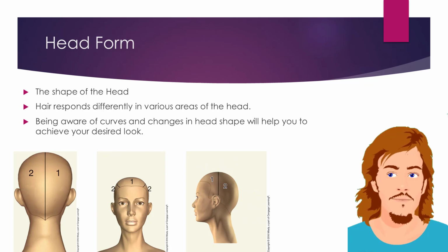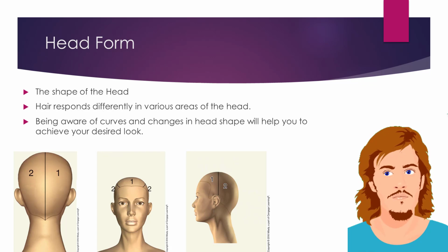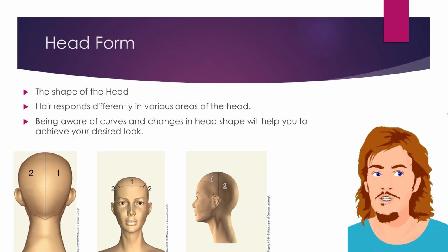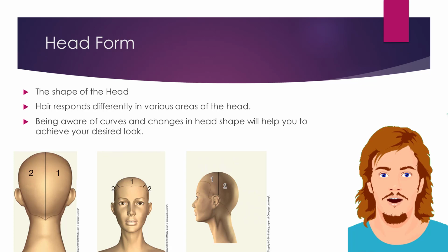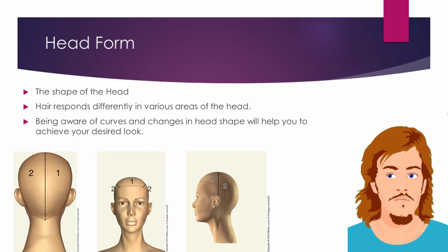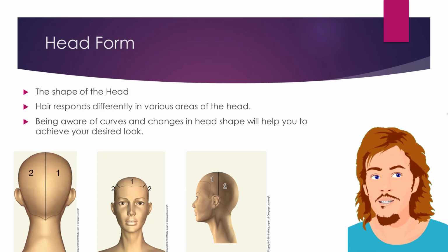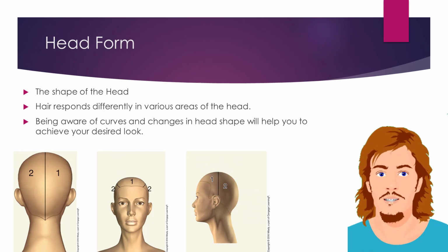The head form is simply the shape of the head. However, you must keep in mind that even though all heads are round, not all heads are the same shape or size. Think of the differences between a basketball, a volleyball, a softball, or even a football. This should give you an idea of the ways head forms can vary in shape and size.